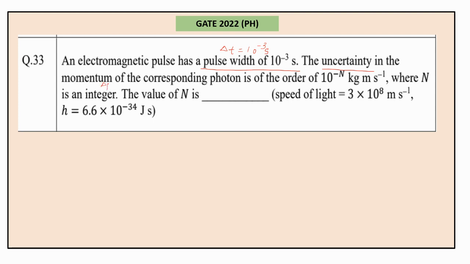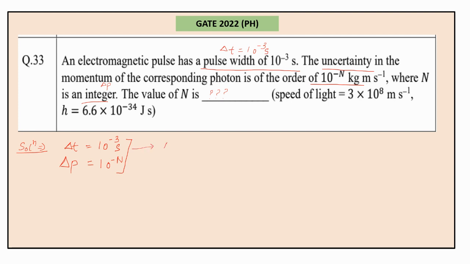So uncertainty in the momentum is given to us. Okay, and the order is given where n is some integer and you need to find out the value of this n. So, first of all, delta t is given to us and delta p is also given to us, right? So, from this, you know two Heisenberg uncertainty principles.